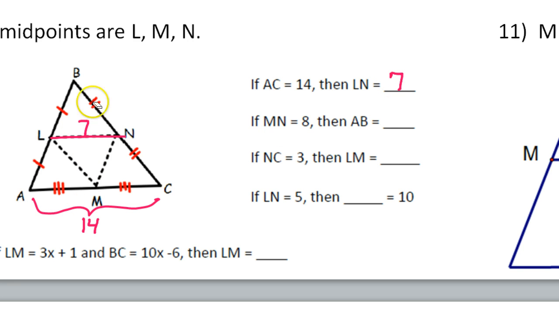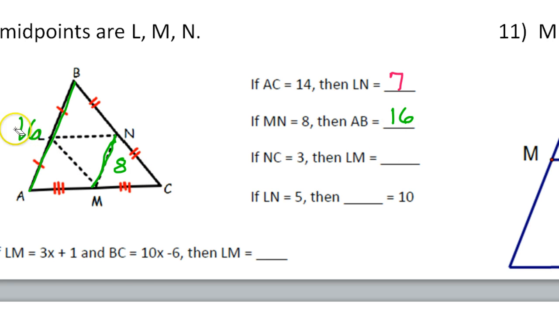Okay. Erase, erase. If MN is equal to 8, okay, MN is right here. If that is equal to 8, then what about AB? Alright, well, AB would have to be double this. So that would have to be 16. Okay, erase, erase.